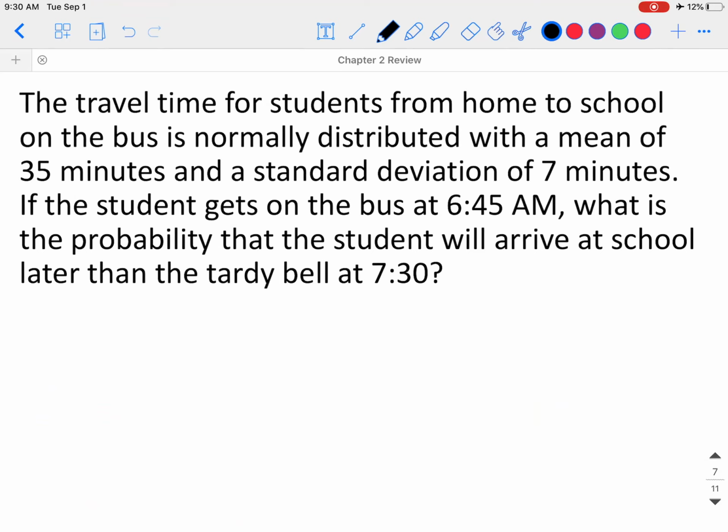The travel time for students from home to school on the bus is normally distributed with a mean of 35 and a standard deviation of 7. If a student gets on the bus at 6:45 a.m., what's the probability that the student will arrive later than the tardy bell at 7:30? Well, from 6:45 to 7:30 is 45 minutes. So if the student were tardy, it would take them more than 45 minutes to get to school.